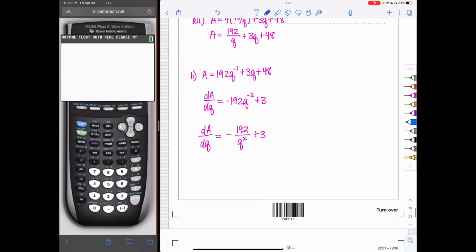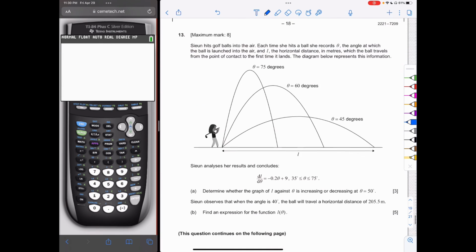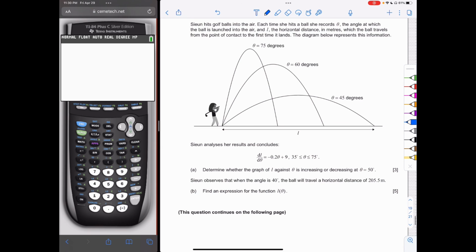So let's look at number 13. It says Sion hits golf balls into the air. Each time she hits a ball, she records theta, the angle at which the ball is launched into the air, and L, which is the horizontal distance in meters which the ball travels from the point of contact to the first time it lands. The diagram below represents this information.